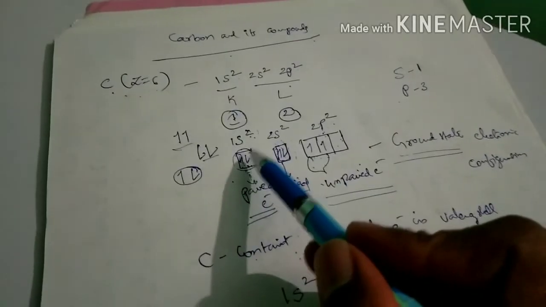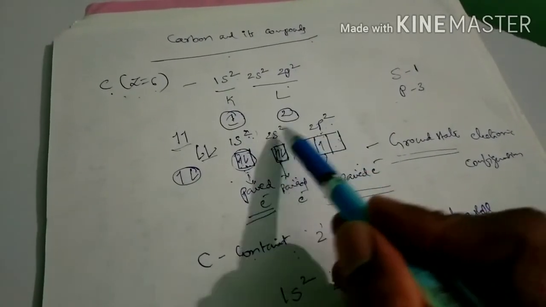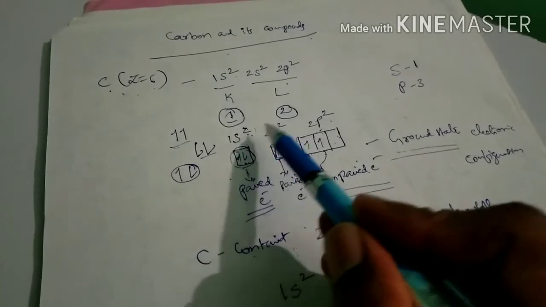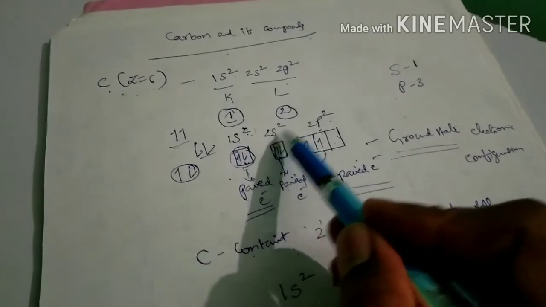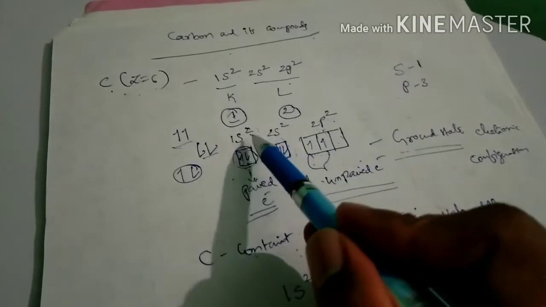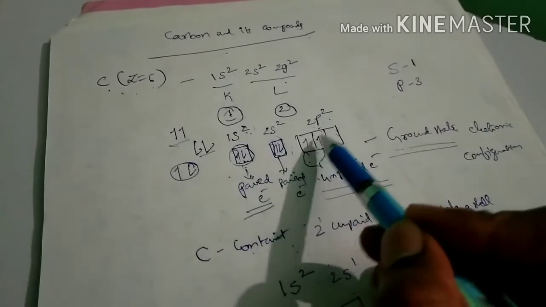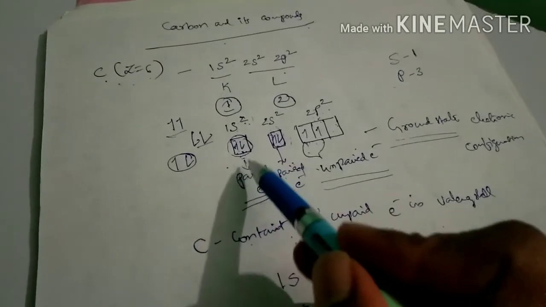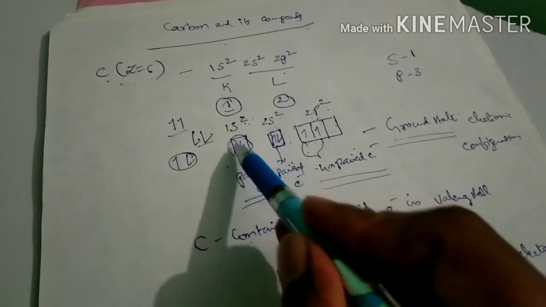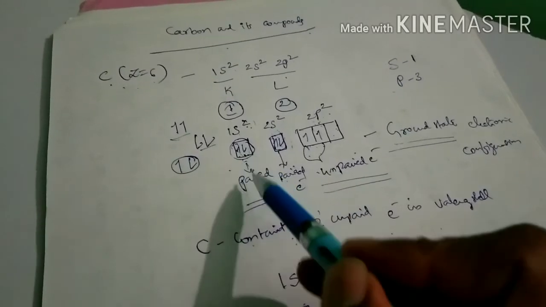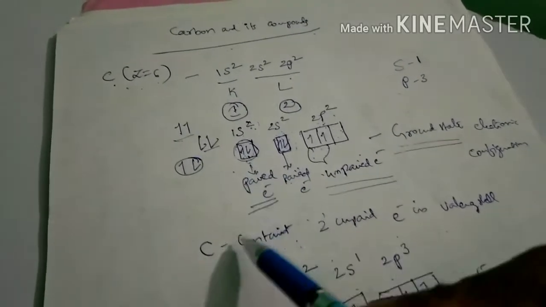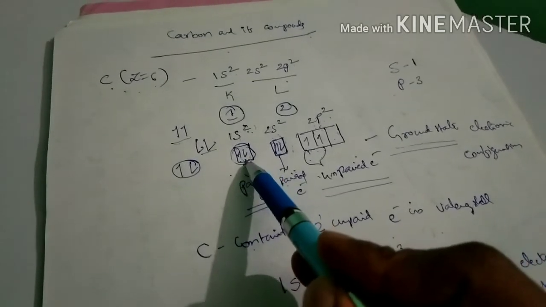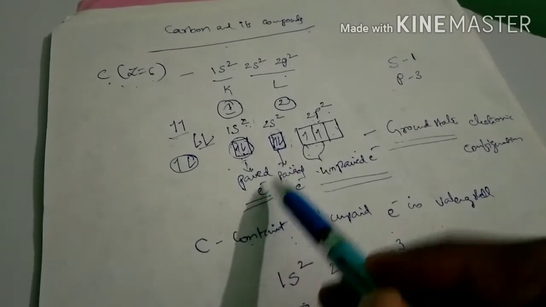That means in these, what are these called? Electrons. That means 2 electrons are present in the 1s subshell, 2 electrons in the 2s subshell, 2 electrons in the 2p subshell. These electrons are present in respective orbitals. Here the point is, this orbital contains 2 electrons. These are called paired electrons. Paired means if 2 electrons are present in the same orbital, those are called paired electrons.